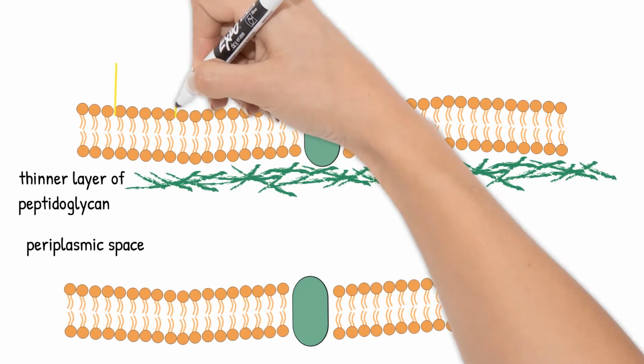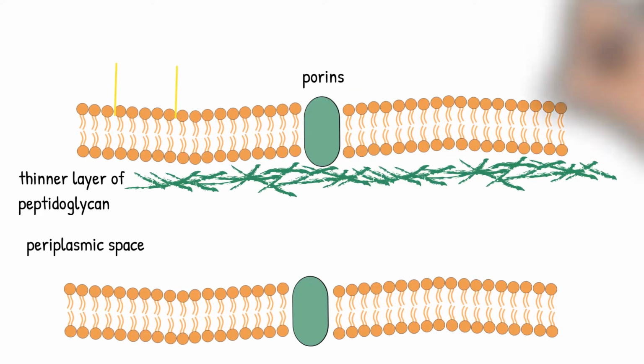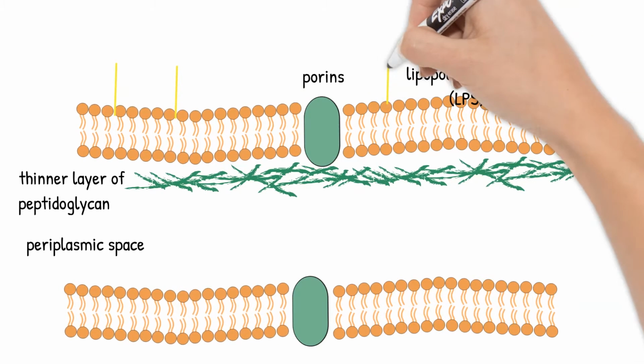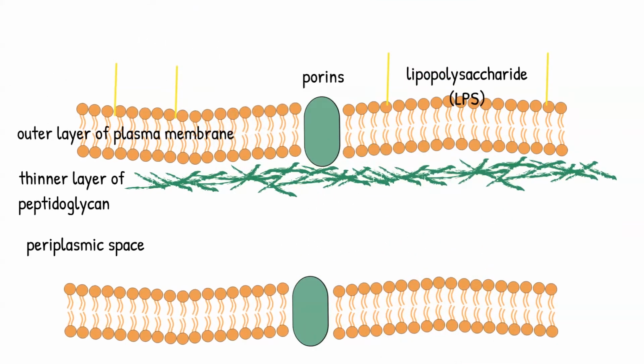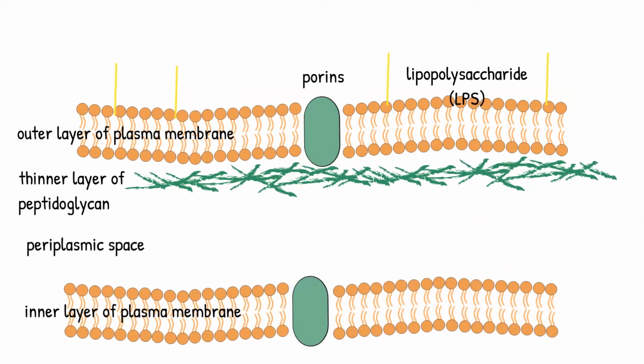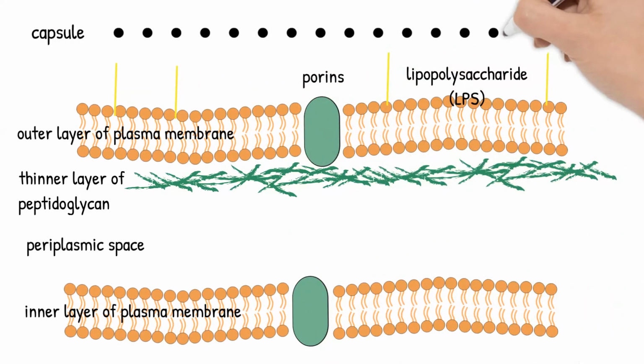The unique feature that is only found in gram-negative bacteria is the lipopolysaccharide, also known as endotoxin. The lipopolysaccharide is located on the outer membrane. Gram-negative also has an inner plasma membrane layer, which gram-positive bacteria don't have. This second layer makes gram-negative bacteria naturally more resistant to antibiotics than gram-positive bacteria.